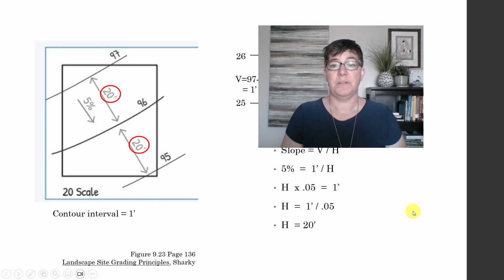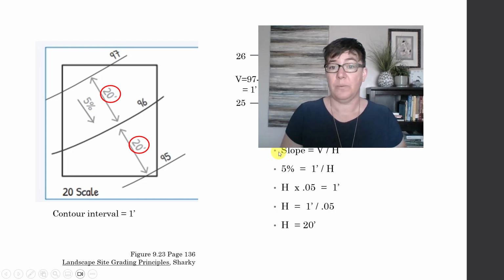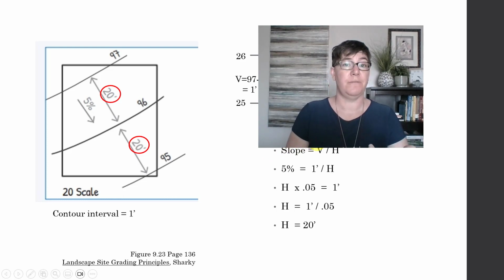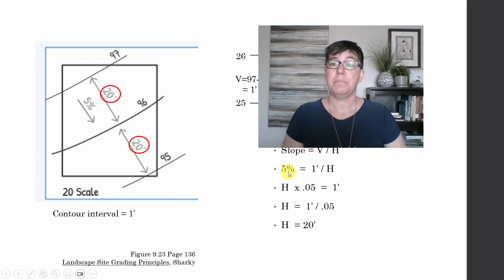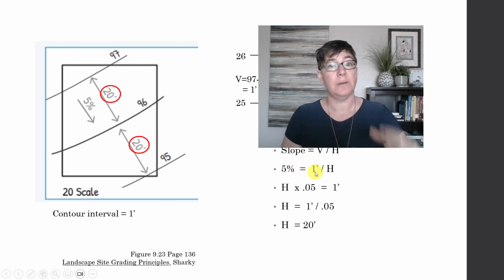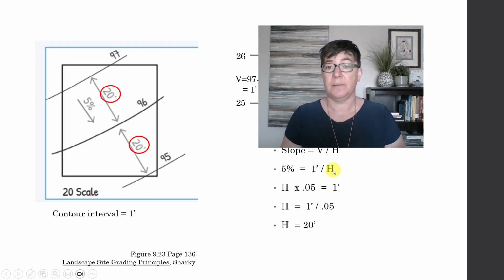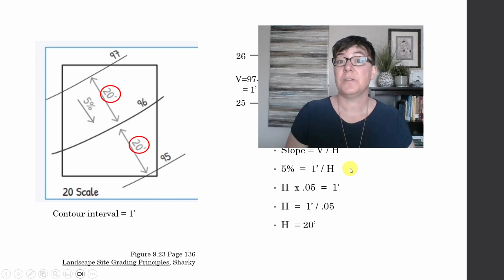Here's how you're going to solve this problem. You're going to take this same equation that we've been working with, slope equals v over h, and plug in what we know. We know that the slope is 5%. We were given that goal. We know the vertical distance is 1 foot, and we don't know the horizontal distance. You can solve this equation.